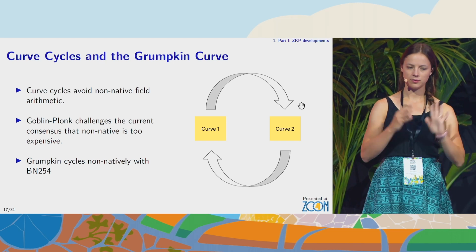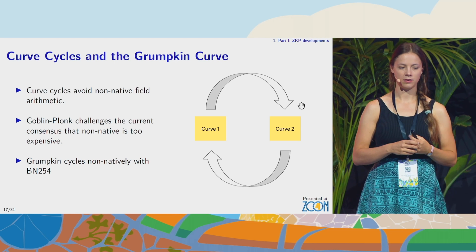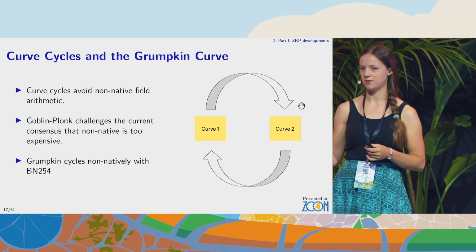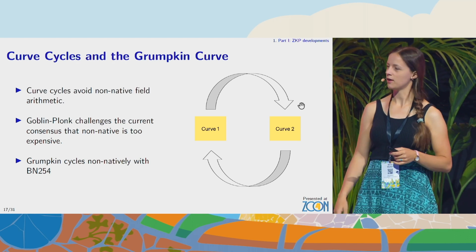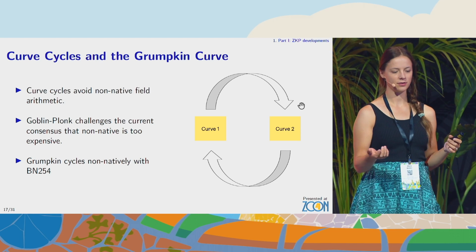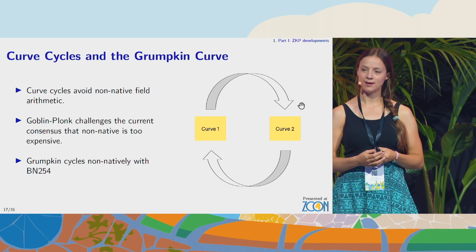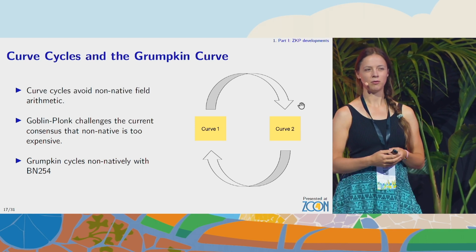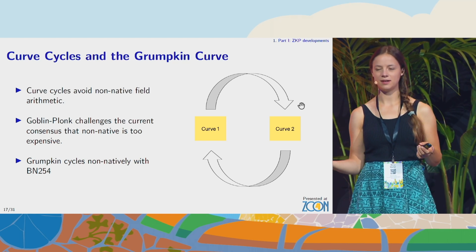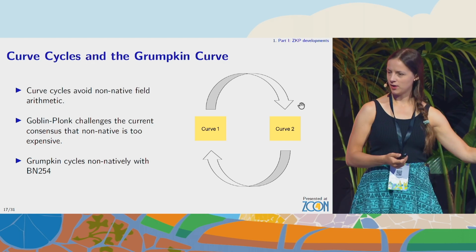The third and final improvement that I want to talk about today is something called the Grumpkin curve. And this is moving away from the idea of curve cycles. Remember, just 5 minutes ago, I was saying that curve cycles are really important if you want to be doing non-native field arithmetic in order to do recursion really fast. Grumpkin is challenging that mentality, and it's saying that actually we've got really good at representing constraints nowadays. So why don't we just do the non-native field arithmetic? It's not that bad. And they make a fairly good case for it.